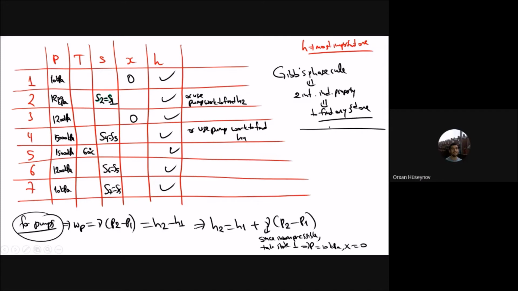You just use the tables. For these ones, you look up the values and find them. At the end, you can find any property that you want, but you will need enthalpy values alone. So for the cycles, the enthalpy value is enough. For any of it, enthalpy is enough.